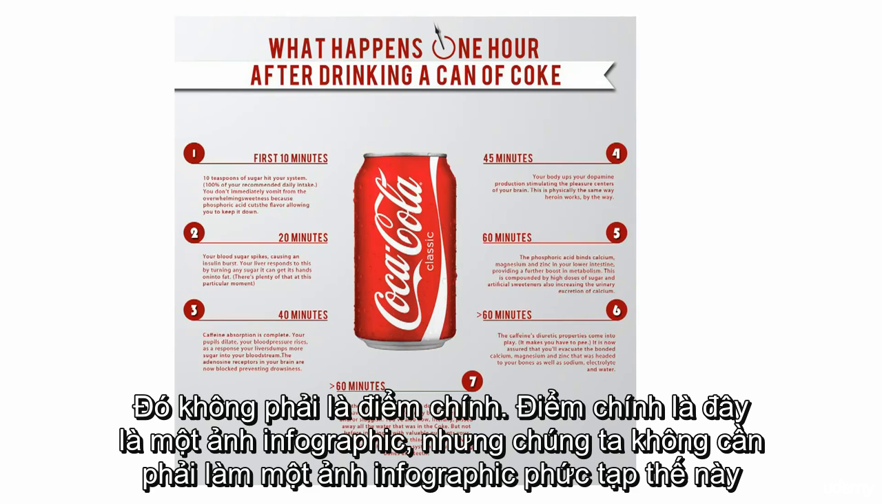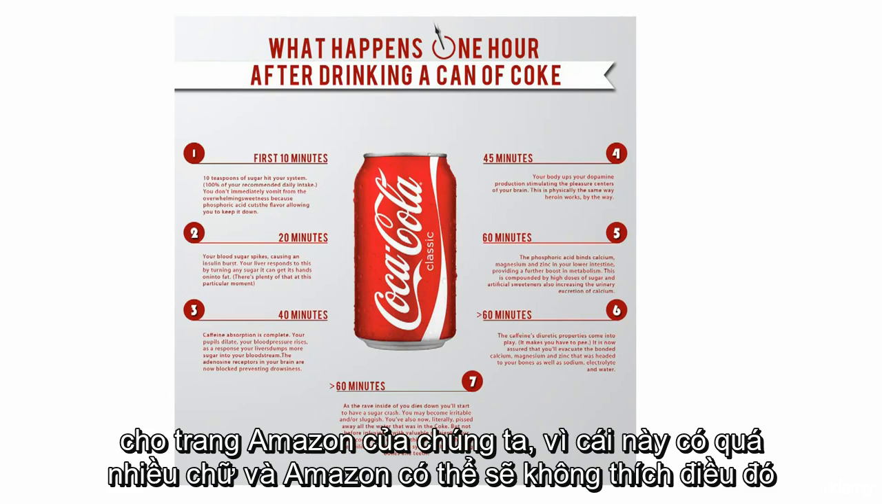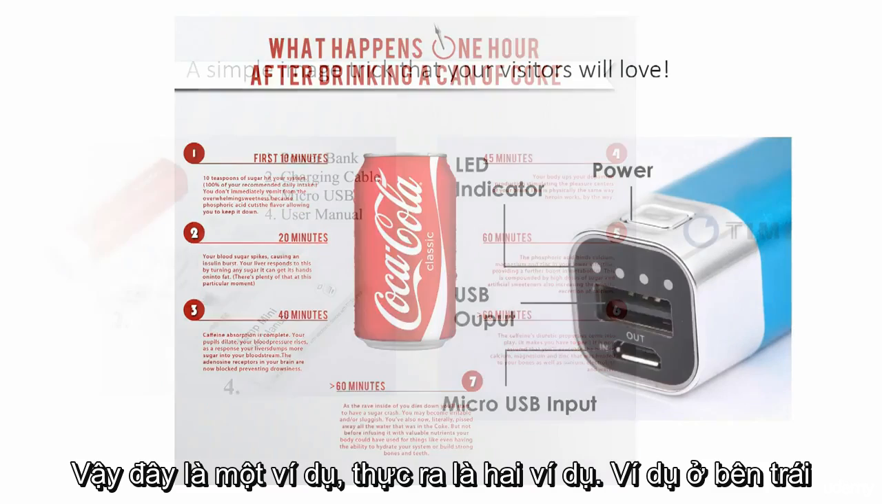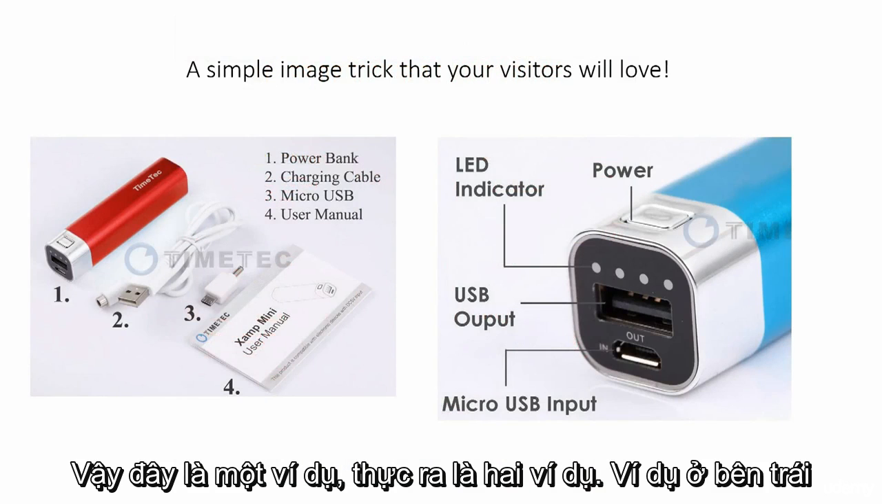The point is that this is what an infographic looks like, but we don't need to make such an elaborate infographic for our Amazon listing. In fact, we wouldn't want to because this would be too much text and Amazon may not like that. We can create an infographic that's much simpler than this and contains a lot less text. So here's an example. Well, two examples actually.